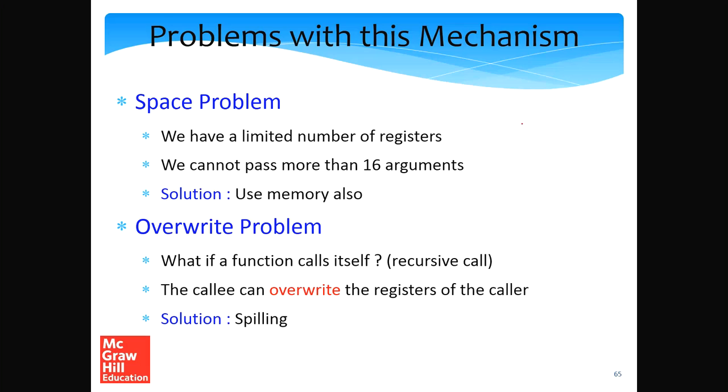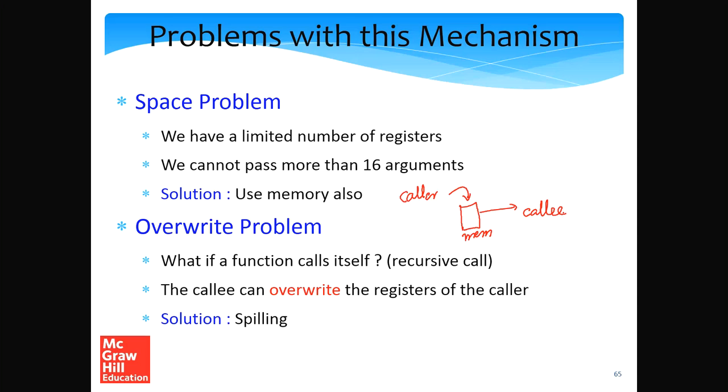So there is a space problem. The issue is that we have a limited number of registers. Let's say in our case we have 16 registers. So we cannot pass more than 16 arguments. It's not possible for us to pass more than 16 arguments to the function. This is called a space problem. One way that we can solve this is if the caller function puts its arguments into a region of memory, and then the callee function reads the arguments from there.